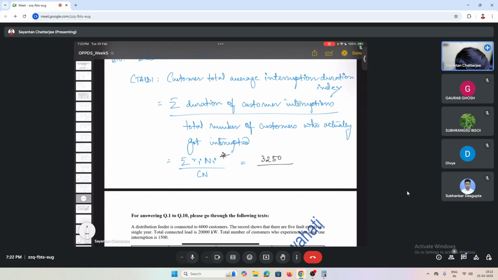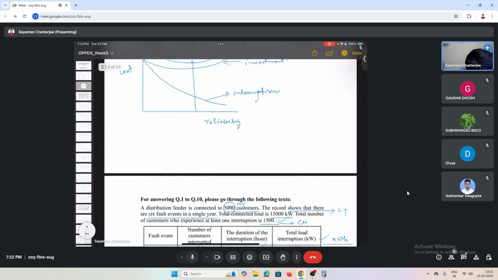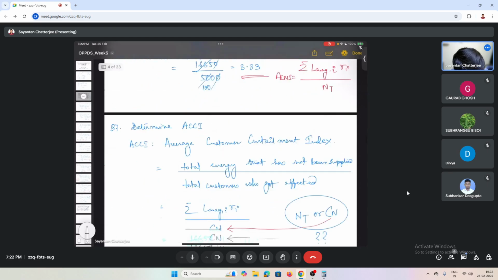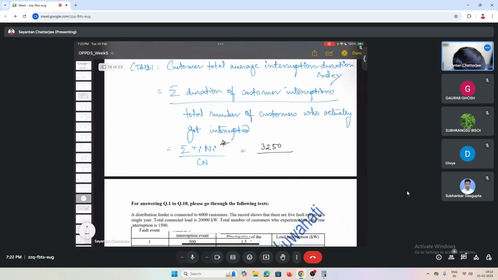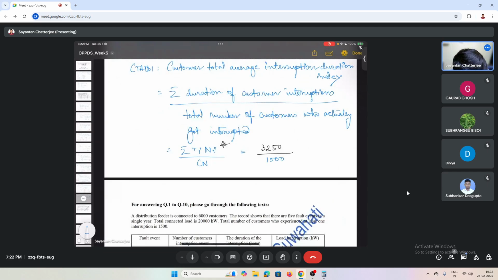3250 divided by CN. So the total number of customers who actually got interrupted is CN. So 1500. We have already seen it 2, 3 times. CN value is 1500. So I'm writing the final value. Okay, so it is given as 2.17. So please match with the answers here. The value is coming as 2.17.